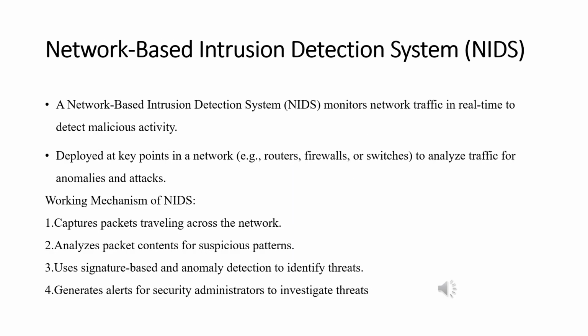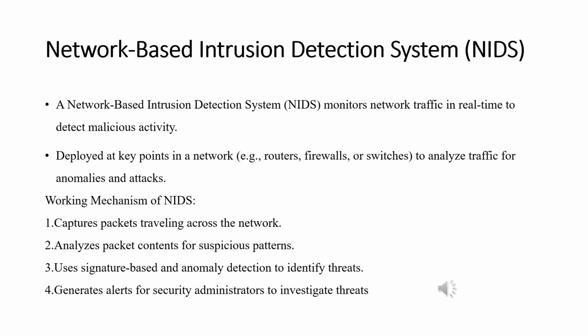Network Intrusion Detection System. It watches all the data that flows through a network. It is usually placed near the router or firewall, where it can monitor all incoming and outgoing traffic. It captures and checks each packet to find if there is anything suspicious. It uses two methods, namely signature based and anomaly based.